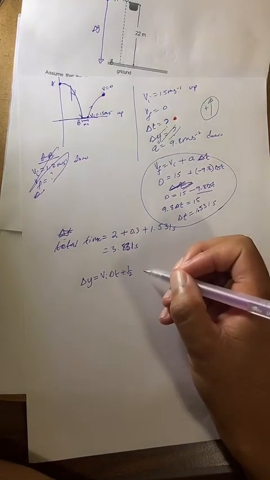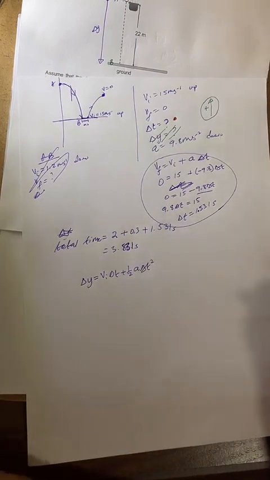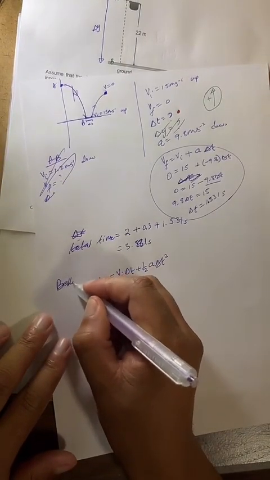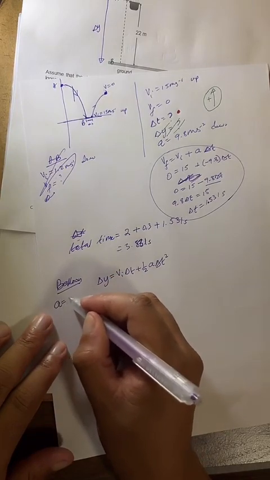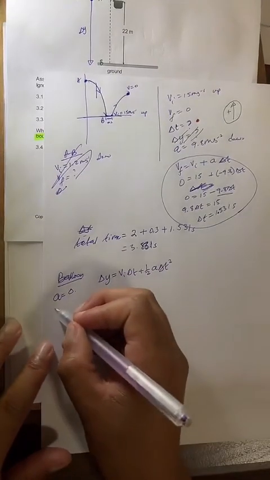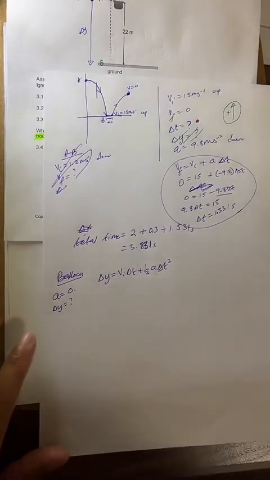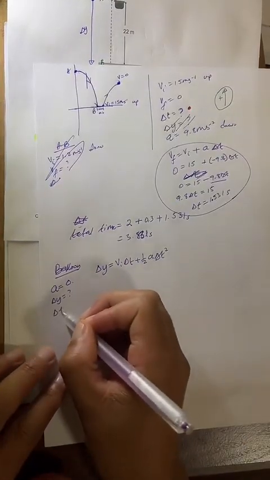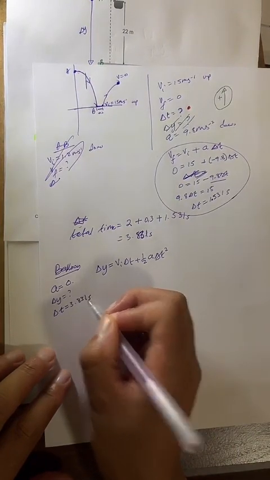vi change in time plus 1 over 2 acceleration change in time squared. Now, the information we have here is of the balloon. The acceleration of the balloon is not 9.8 meters per second squared. The displacement of the balloon, we don't know how far it went, but it was 22 meters above the ground. The total time traveled by the balloon is 3.831 seconds.